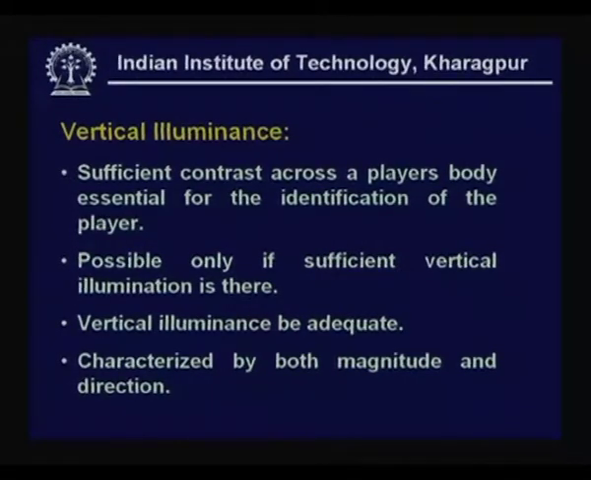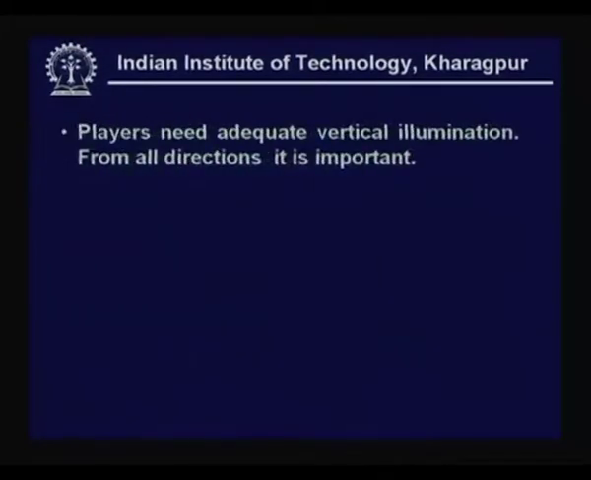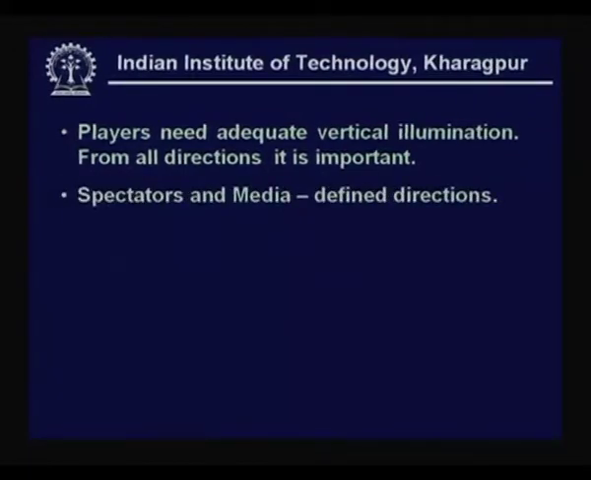And from the point of view of the vertical illuminance, both magnitude and direction become very, very critical. From the point of view of players, the vertical illuminance must be adequate from all directions, whereas from the point of view of spectators and media, here we mean television or film, how do they pick? They pick through a set of cameras. So, the location of the cameras gives a defined direction. So, what do we mean?